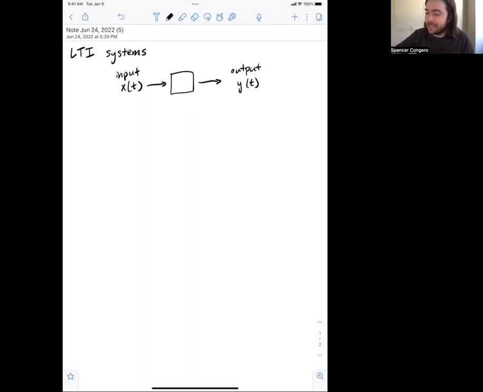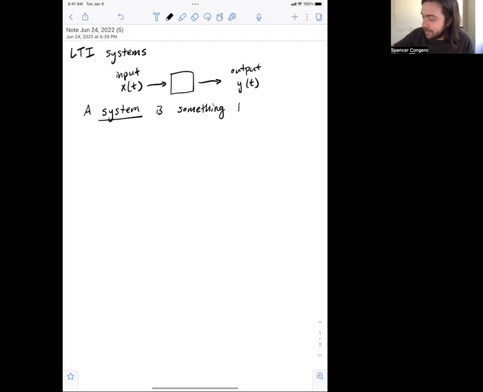So what is that box? So far, we've seen that box as an RLC circuit, but at this point in the course, we're going to start looking more generally at general systems that may be RLC circuits, but they could be much more. They don't have to be RLC circuits. They could be anything, and I'll give some examples once I write the definition. So a system is something, and that is intentionally vague.